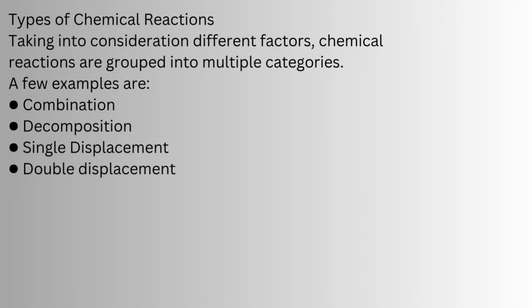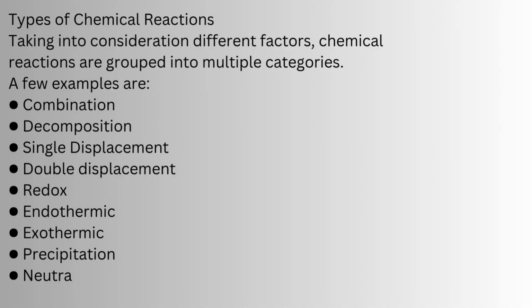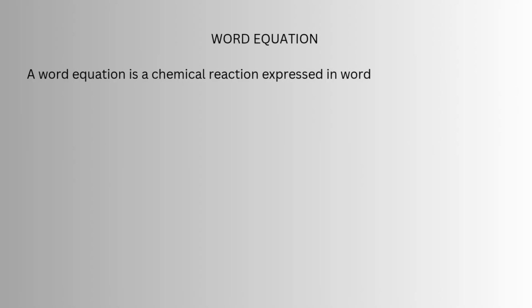Word equation. A word equation is a chemical reaction expressed in words rather than chemical formulas. It helps identify the reactants and products in a chemical reaction. A chemical reaction is described using a word equation, which is a shorthand manner of expressing it.